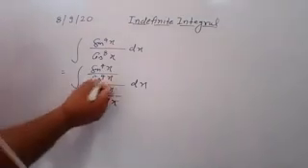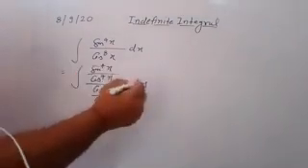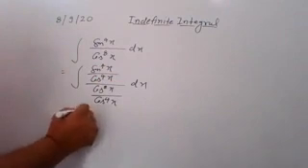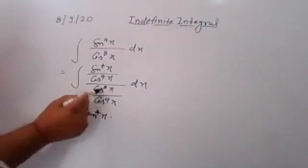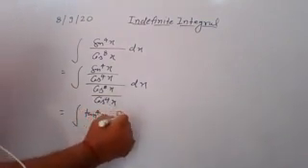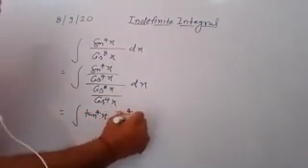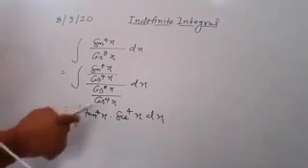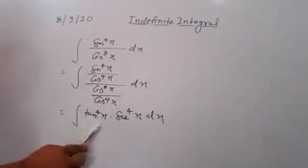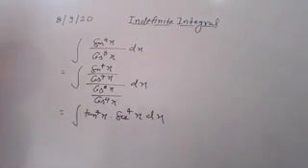Now here you have tan to the power 4x, and here cos to the power 4x you have. That can be written as sec to the power 4x dx. Just check what you have here: tan to the power 4x into sec to the power 4x. Understand?